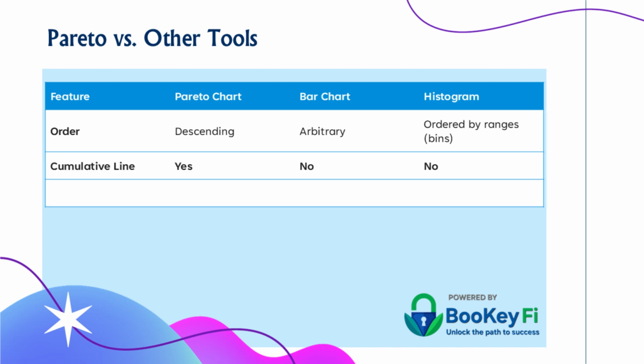Next, consider the cumulative line. The Pareto chart is the only one here that includes this line to show the total impact. Both the bar chart and the histogram rely solely on the bars and do not include a cumulative percentage.